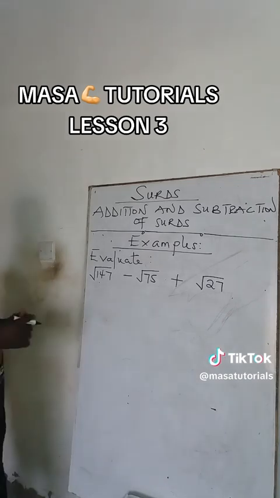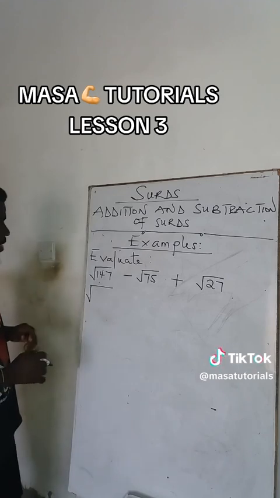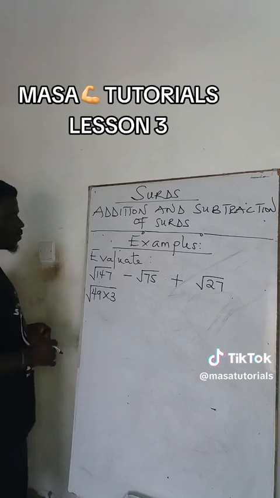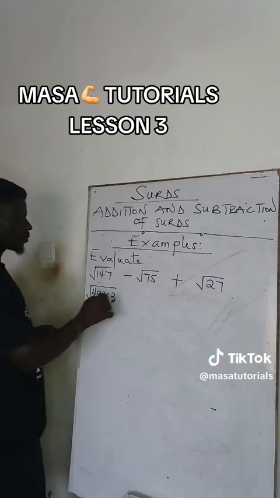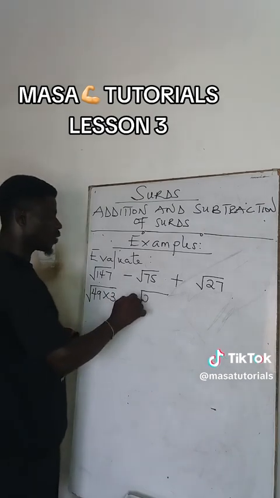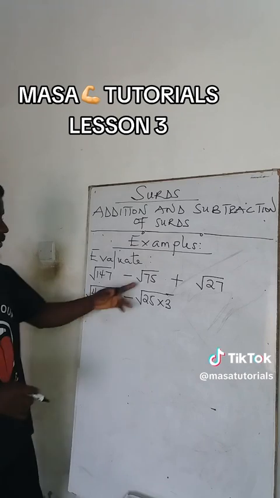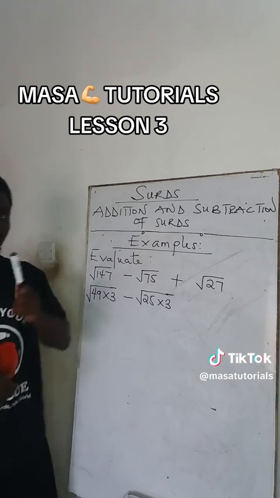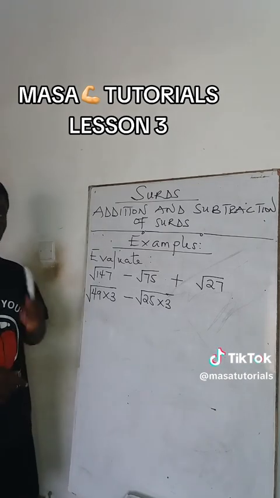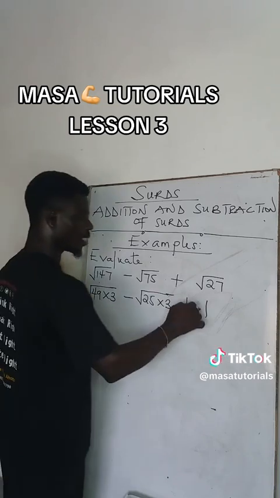So let's reduce square root of 147. Square root of 147, we need, that's 49 times 3. Minus square root of 75, we need, that is 25 times 3. Two numbers, when we multiply, you get 75, but one of the numbers should be a perfect square. So 25 is a perfect square, 49 too is a perfect square.